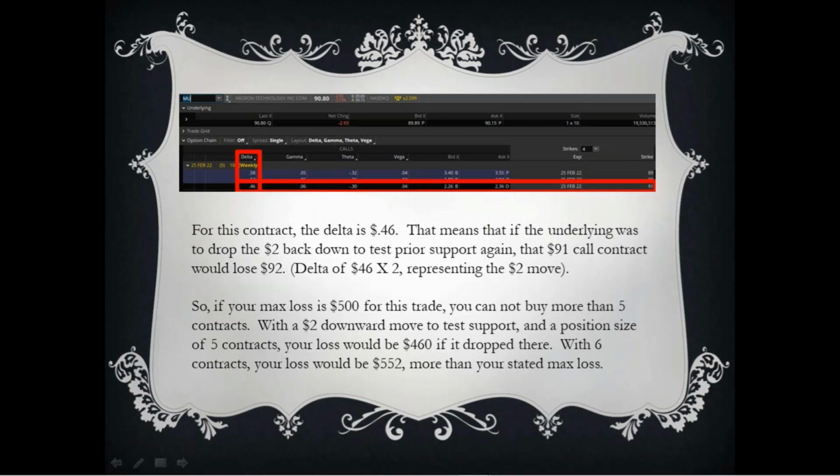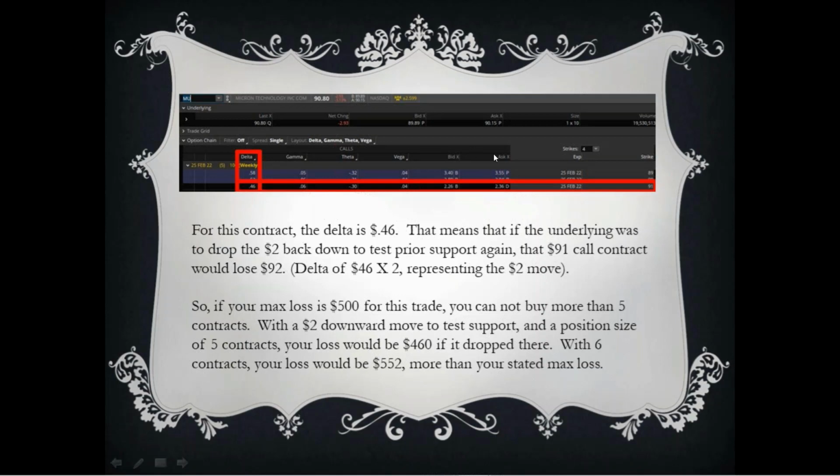So I'm just using the weeklies as an example, but you can do this if you wanted to take the March contract. So this is the $91 call right here for MU, $91. There's the expiration, February 25. So we want to look at the delta. The delta on this is 46 cents. So that means for every dollar that the underlying drops, so MU, the ticker itself, goes from 91 to 90, this particular contract will drop 46 cents.